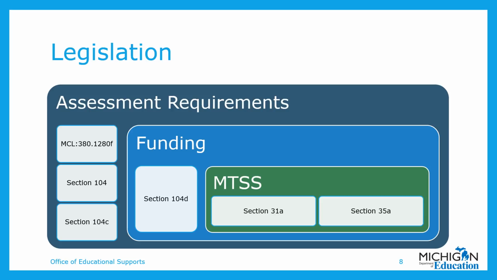Section 104C outlines the requirements of third grade participation in the ELA M-STEP and K-2 participation in the MDE benchmarks. The MDE benchmarks are also included on the MDE approved assessment list. Sections 31A and 35A both require implementation of MTSS to receive funding outlined in each section, and 35A offers specific funding for professional learning around assessment. Section 104D allows assessment reimbursement for assessments on the MDE approved assessment lists.